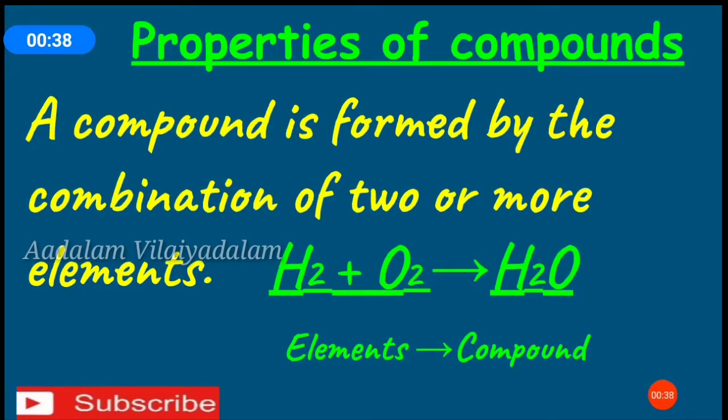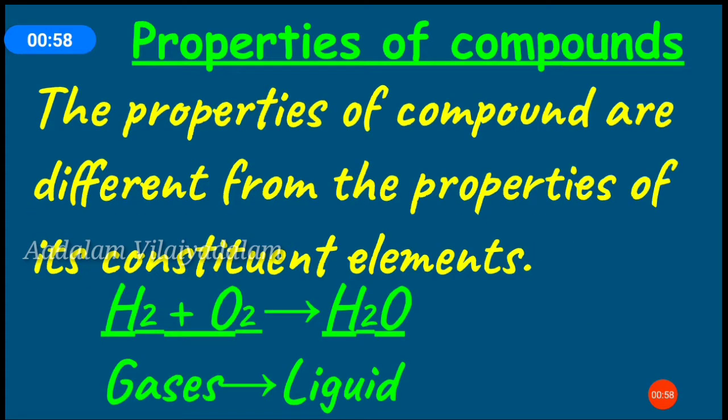A compound is formed by the combination of two or more elements. Water is a compound. It is made up of two elements. What are they? Hydrogen and oxygen. So a compound is formed by the combination of two or more elements. The properties of compounds are different from the properties of its constituent elements.